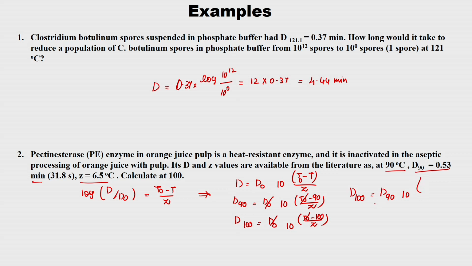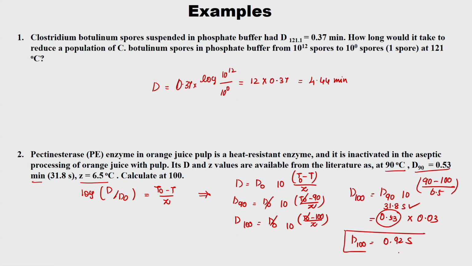D100 upon D90 is nothing but 90 minus 100, divided by 6.5, because here the Z value is given. So, the D90 value is nothing but 0.53 seconds or 31.8 seconds into this 10 to the power of (90 minus 100) upon 6.5, which is nothing but 0.03. So, I will get D at 100 is around 0.92 seconds. I have used seconds.